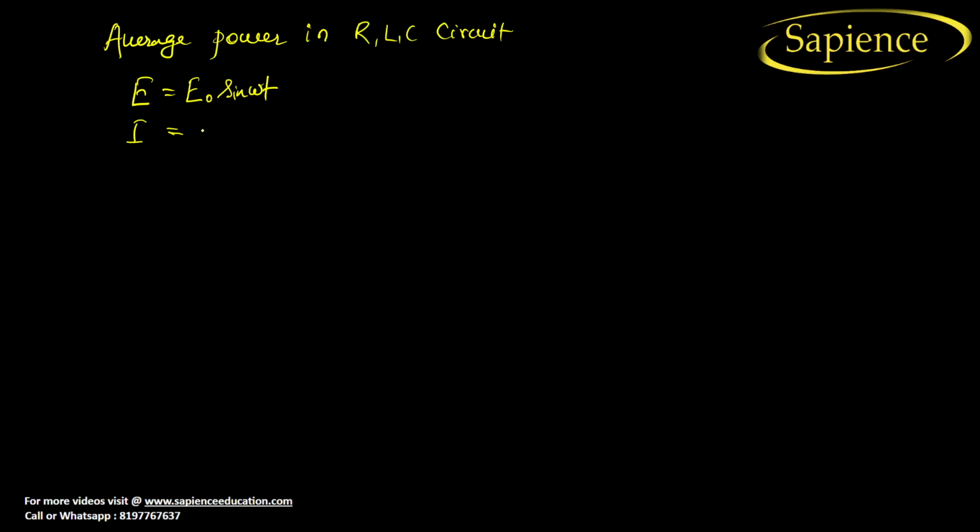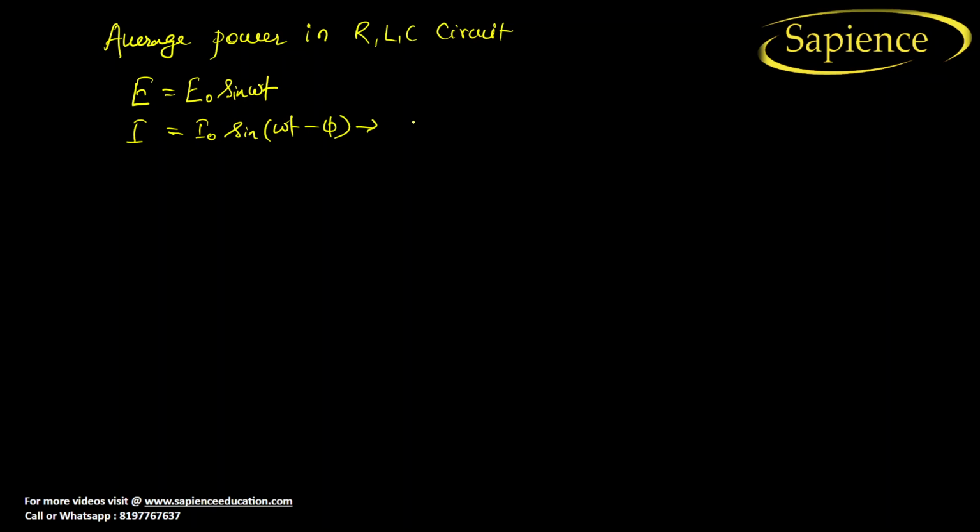Now, average power in an RLC circuit. Let us consider a circuit with resistance, inductor, and capacitor. In any circuit, you will get these three things. Now let us consider our EMF is given as E naught sine omega t, and then the current, as we have already found, is I naught sine omega t minus phi, where phi is the phase difference.